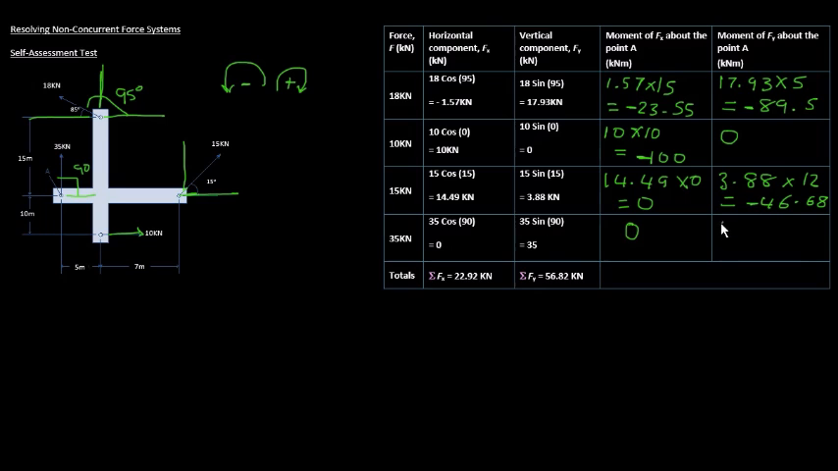Then 35. So we're looking at the 35 kilonewton force, which is here. But you see the 35 kilonewton force is on point A, so it can't move back or forth to get to point A. It's already on point A, so the distance has to be 0, and that is 0. Okay, so the total moments, the sum of the moments, is going to be, add all these up together, and on your calculator I got, or rather my students got, this number, and that is in kilonewton meters.